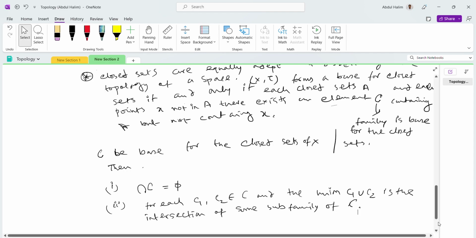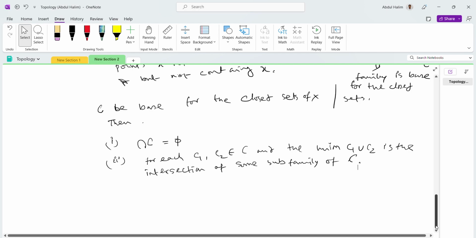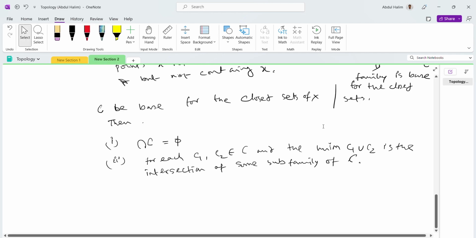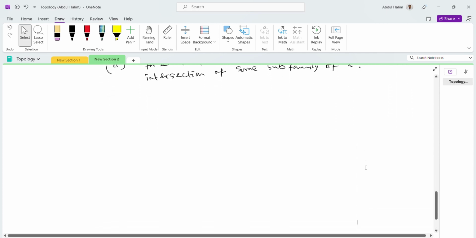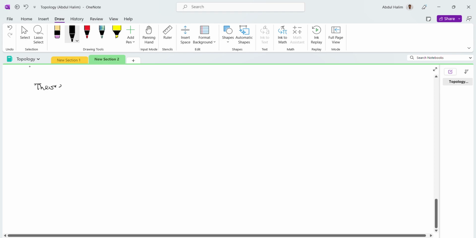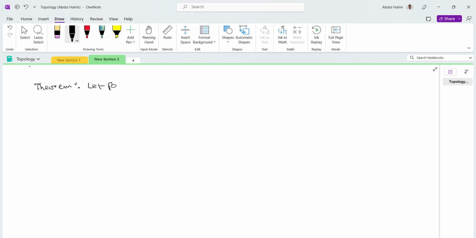In some cases, it is more convenient to use a base of closed sets rather than the open ones. A space is completely regular if and only if the zero sets form a base for the closed sets. That's all. Now, we will go to the points of the theorems.